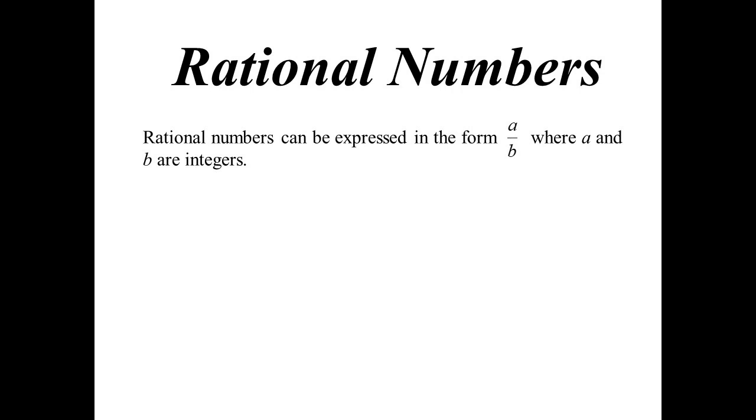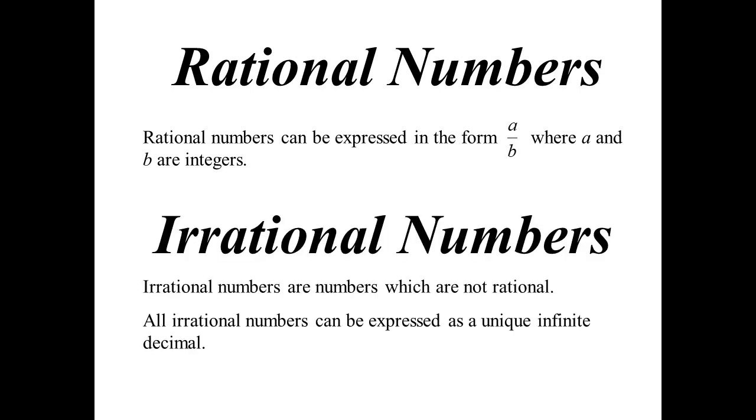It can be written in the form a over b, where a and b are integers. Irrational numbers then are all the other ones. So they're all the numbers that are not rational. Now, every single irrational number will become an infinite decimal.